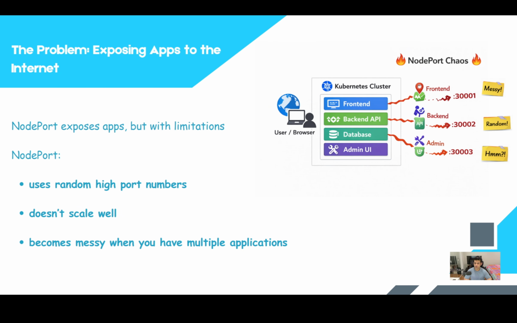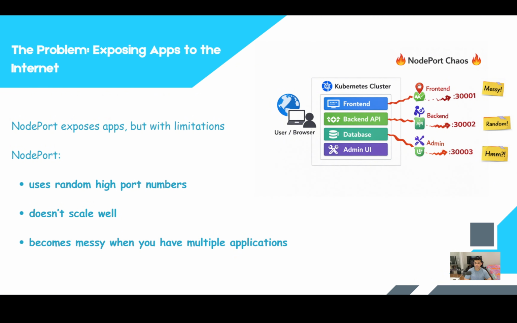So first of all, by default, Kubernetes applications are not accessible from the internet. Pods are internal, containers are isolated. Even when we use services, ClusterIP is internal only, and NodePort exposes your app but with limitations. NodePort uses random high port numbers, doesn't scale well, and becomes messy when you have multiple applications. Imagine running a frontend, a backend API, a database, and an admin UI. Exposing all of these with different ports quickly becomes unmanageable. This is the problem Ingress is designed to solve.